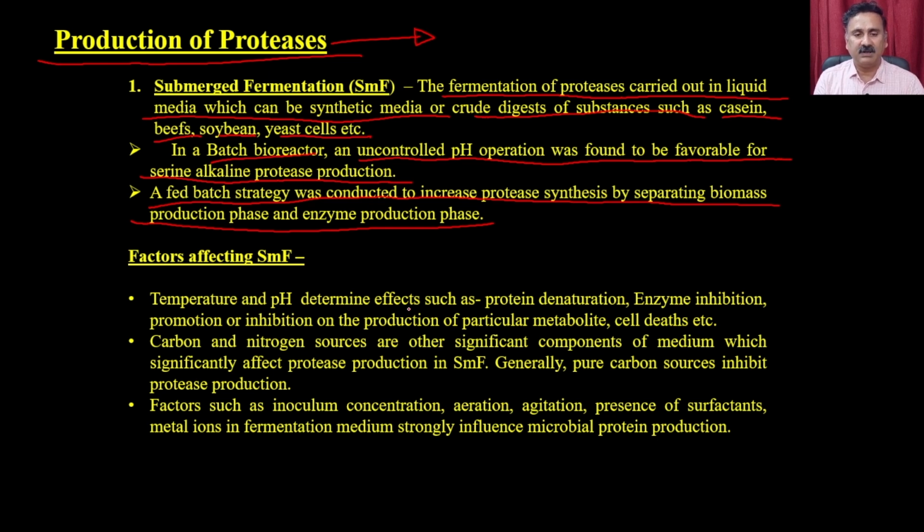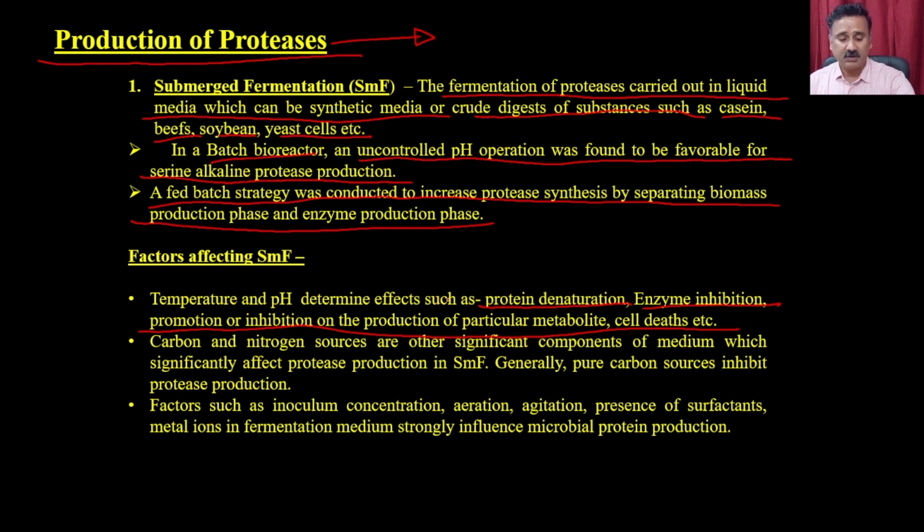You can have the temperature and pH, which are going to determine protein denaturation and enzyme inhibition, and the promotion or inhibition of the production of particular metabolites, and so on. So these are the different types of factors that are going to affect protein production when you do submerged fermentations.